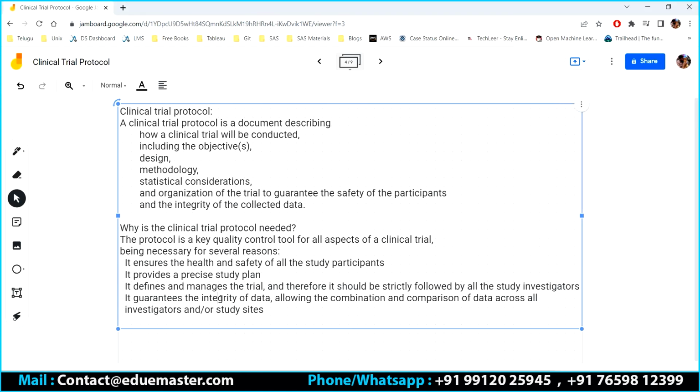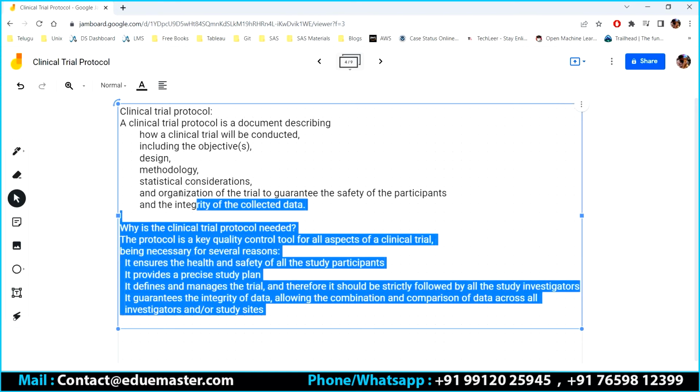Again, it guarantees the integrity of the data. We mentioned this here, allowing the combination and comparison of data across all the investigators and the study sites. Sometimes you may not be able to carry out the clinical trial at a single site. There will be multiple sites across the globe. At multiple sites, we are carrying out the same study. In that case, we need to collate the data. So for that also, we are doing this with the clinical trials, right?